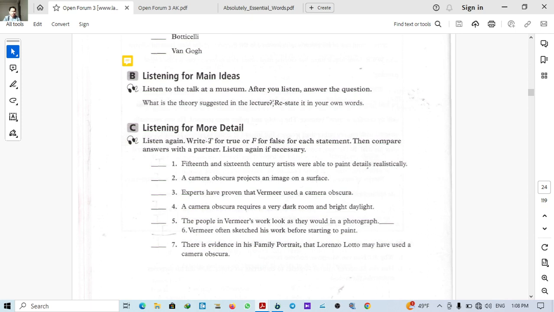So here you have got two questions. What is the theory suggested in the lecture? So there is a lecture, somebody has presented a theory. Now, what is your understanding of that theory? Or what was the theory about, basically? Restate it in your own words. You should not adopt the same words or the same way the speakers have used the words. So you restate, it means that you are just getting the gist of the ideas, and then you are rephrasing them, converting them into your own words.